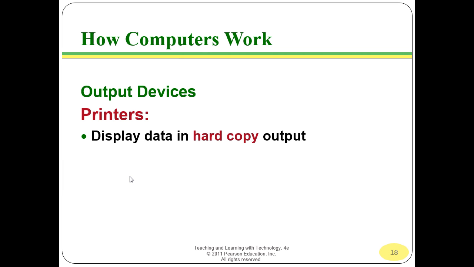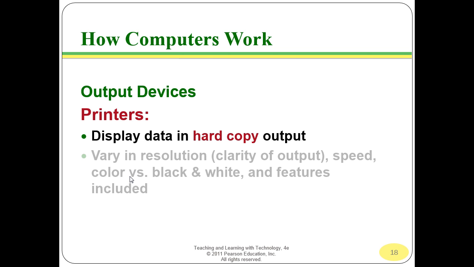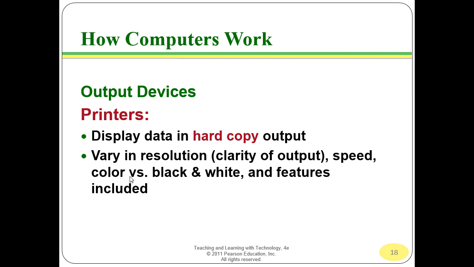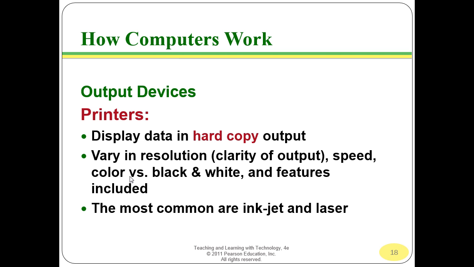Now, what about printers? They display data in a hard copy output. That means you get a sheet of paper and you will see your information printed on it. They can also vary a lot in resolution, about the quality of the print, the speed. You can have color versus black and white, and the features that it may have. Most common types we have today are the inkjet printers and laser printers.